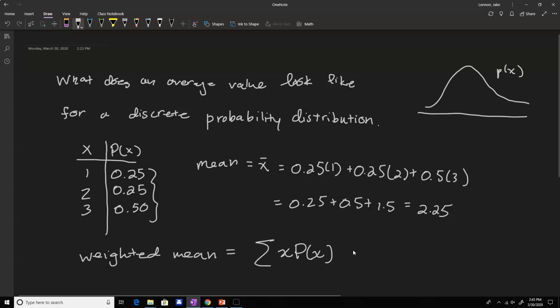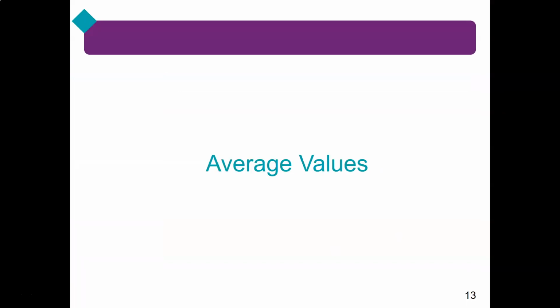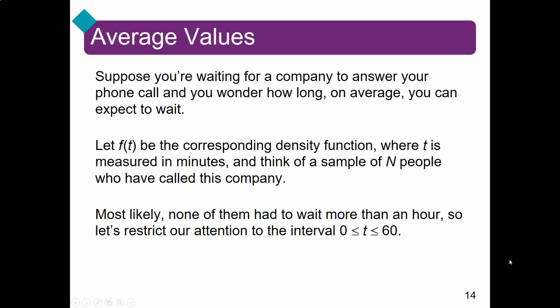What we do then is we just integrate, again, over whatever the domain is, negative infinity to infinity of x times p of x dx. So this is the idea for finding the mean of a continuous distribution. So what we do is we just look at the discrete case and kind of mirror it with the typical continuous objects. So let's go back to the PowerPoint and look at average values.